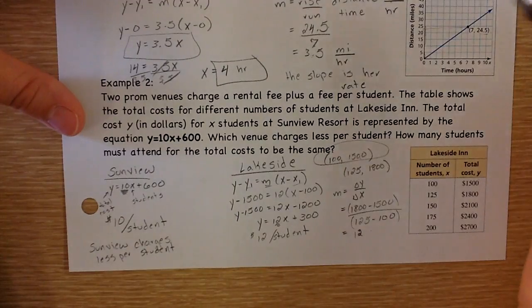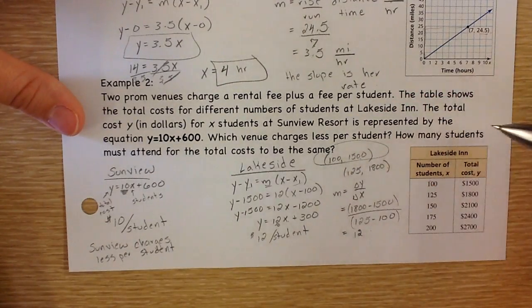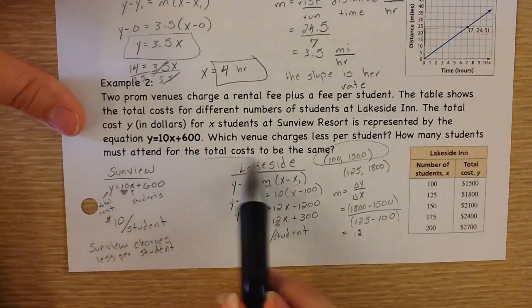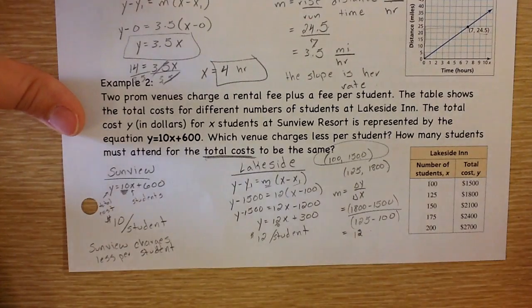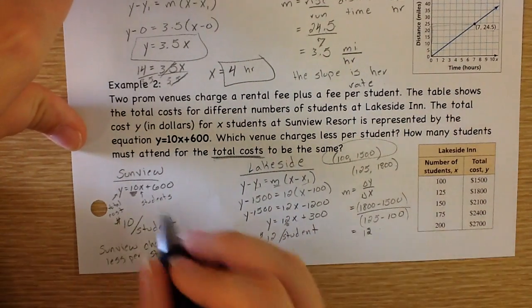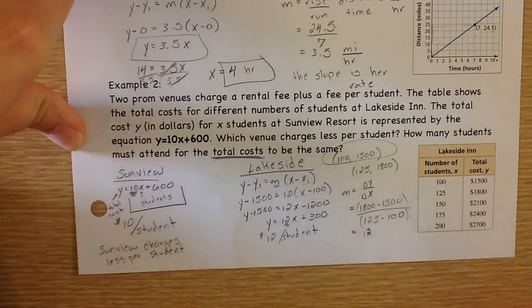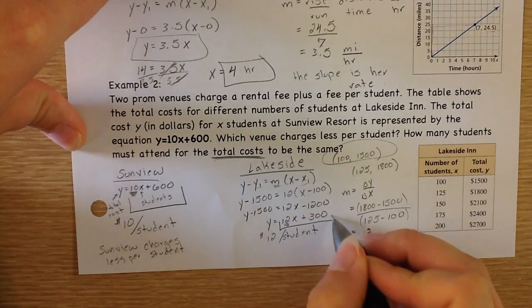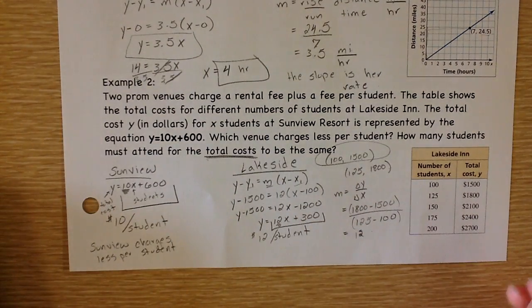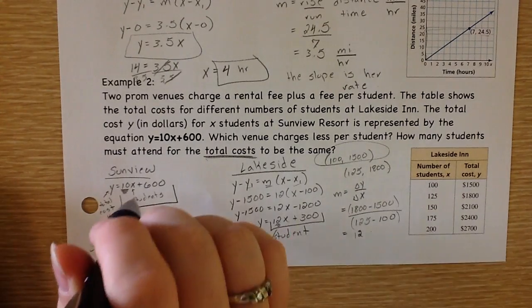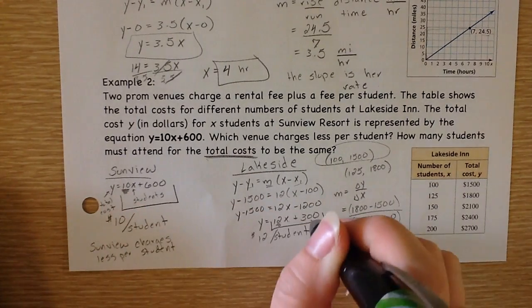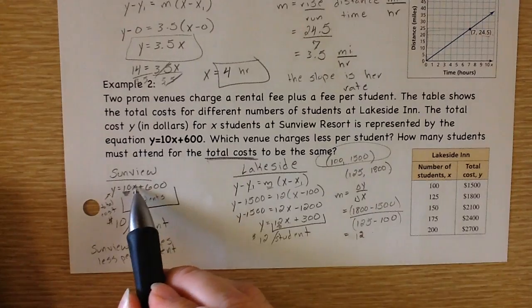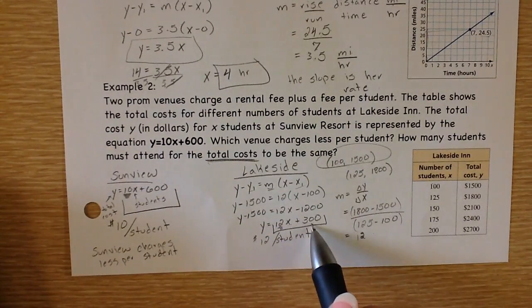Answer the first question. Which venue charges less per student? How many students must attend for the total costs to be the same? So again, this is the total cost for Sunview. This is the total cost for Lakeside. I want to know how many students will make these two things equal. So what x's do I put in to make this equal to that?